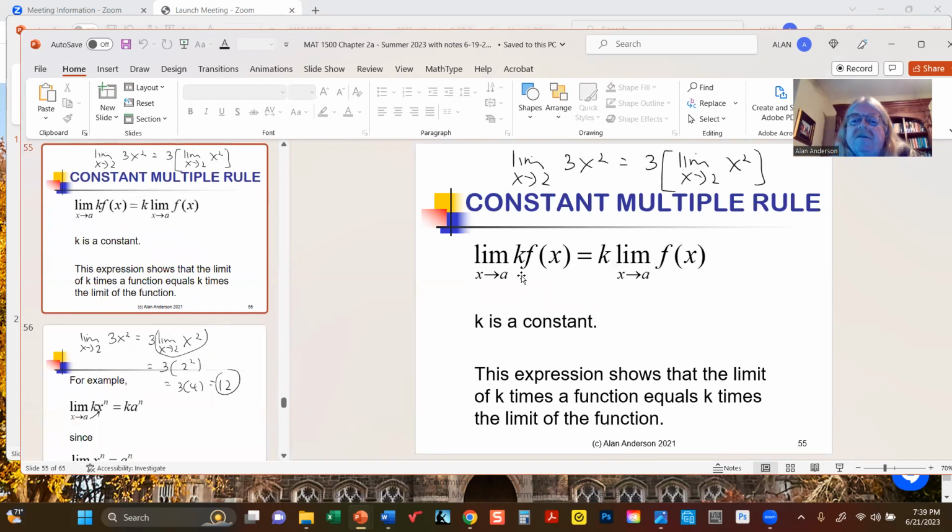Now, algebraically, if we have the limit of some constant times a function, we can factor out the constant and then focus our attention just on solving that limit. Sometimes this will be quicker and easier than trying to do the whole thing, especially if it's a very messy expression. So a lot of times these rules will help us take an expression that is very complicated and break it down into simpler pieces so that we can evaluate it more easily.